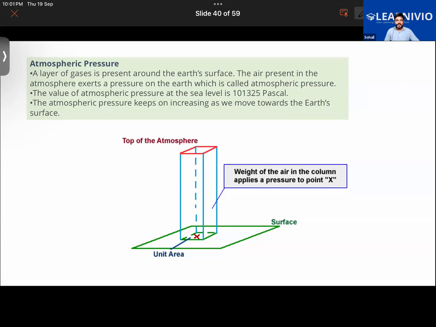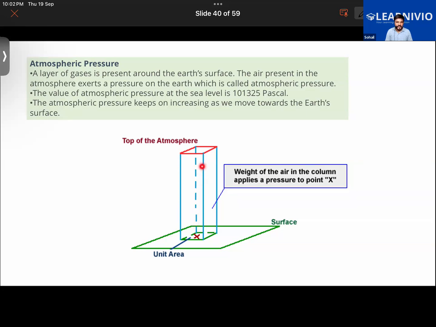Okay, talking about atmospheric pressure, we know that there's a layer of gas covering the surface of the earth, a blanket of gas surrounding the earth's surface that we know as atmosphere. And the air present in the atmosphere exerts a pressure on the earth, which is called atmospheric pressure.